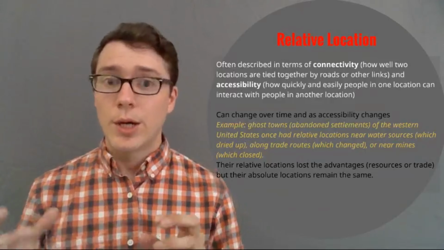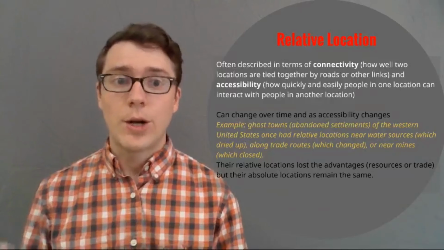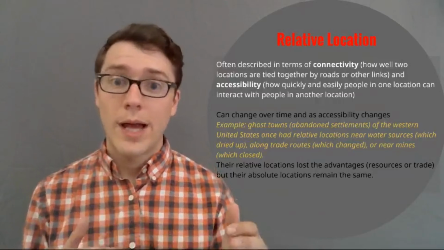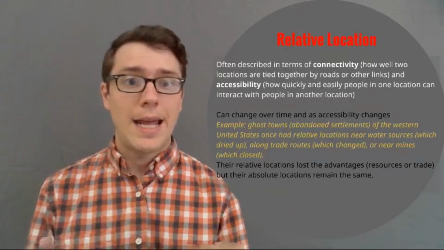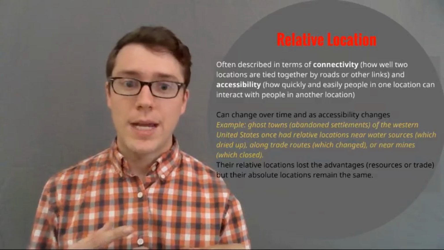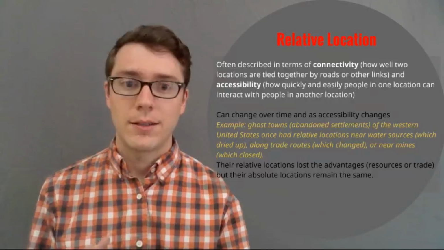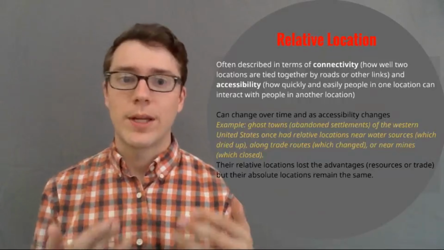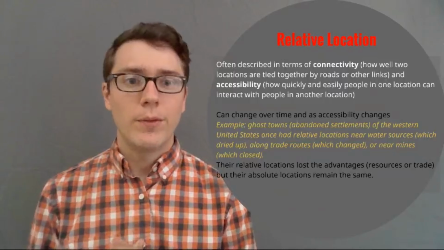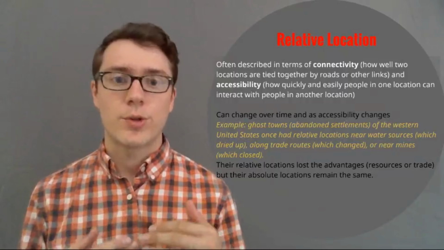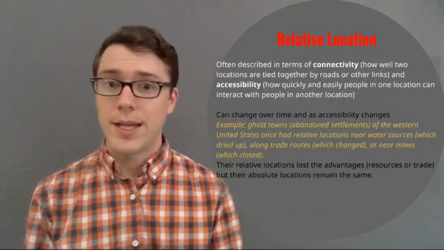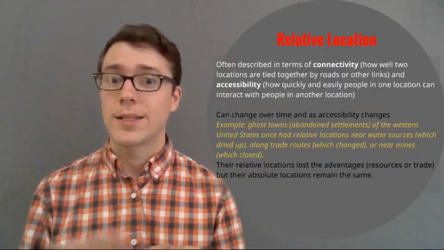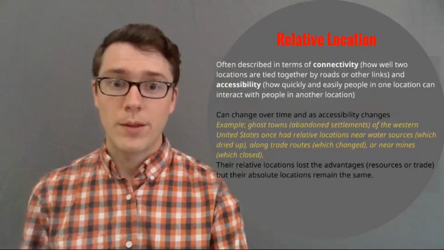So an example of this is there are ghost towns out west that are abandoned settlements. They once were very important because they were along the routes to gold mines or oil fields. And then as they were abandoned, they closed down and then the city became extinct. So those are examples of how your relative location becomes less important if things don't exist anymore. The relative location loses that advantage to the resource or the trade, but the absolute location is the same. The ghost town hasn't moved. It's just the thing that made it prosperous has left, so people leave the town as well.